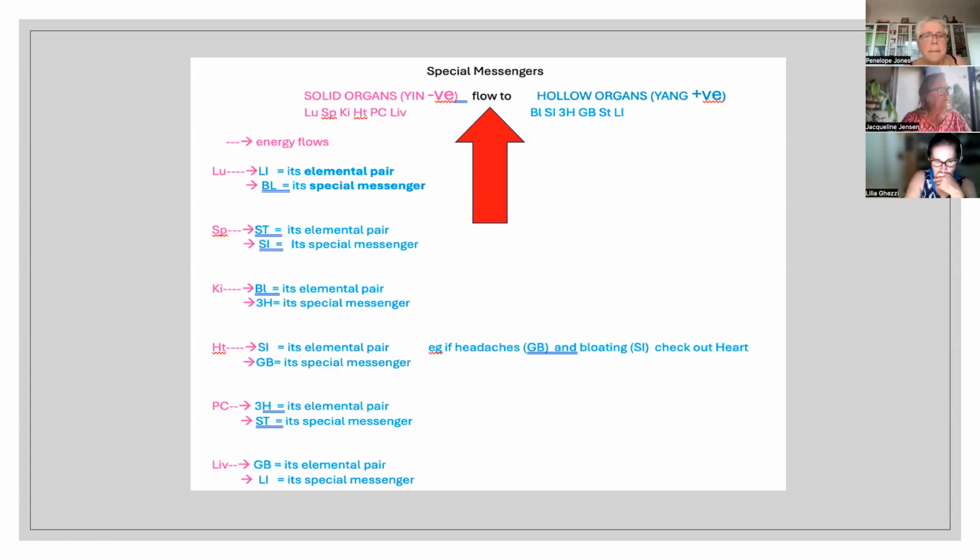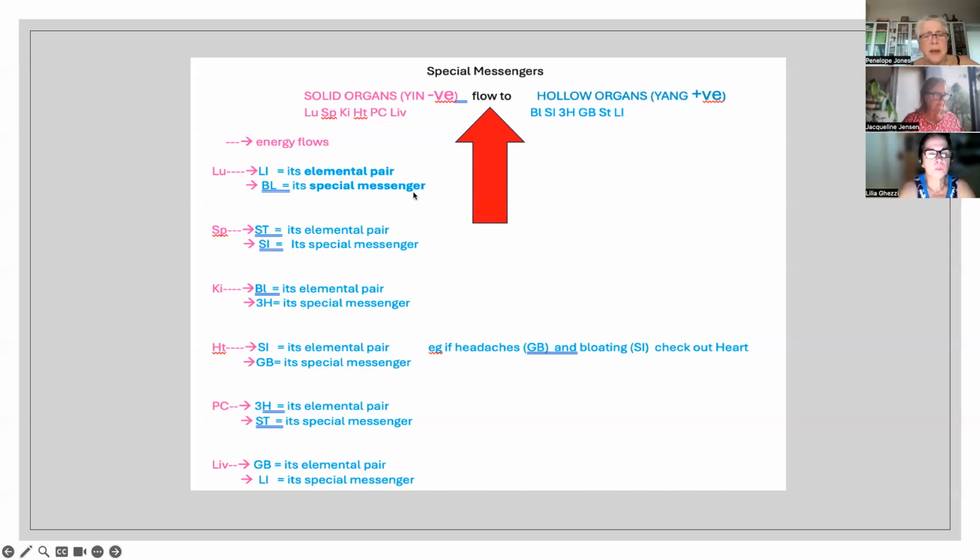The first thing was to understand that the solid organs, the yin ones, the electrical flow goes from the solid organs to the hollow organs. Okay, did I get that right? Yes, that's right. And the direction of sharing the energy: the energy flows from the lung to the large intestine, which is its elemental pair, and the bladder, which is its special messenger.